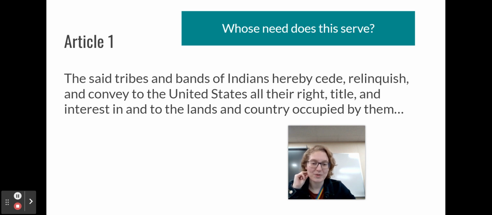It serves the U.S. government, because they are asking the Native people, the indigenous people, to give up their land to the United States. So that is going to be serving the needs or the wants of the United States government.